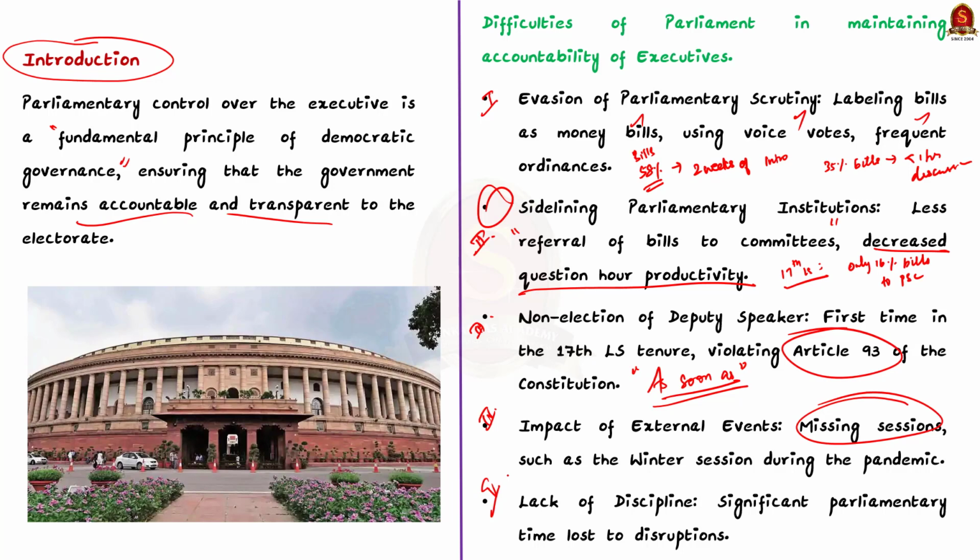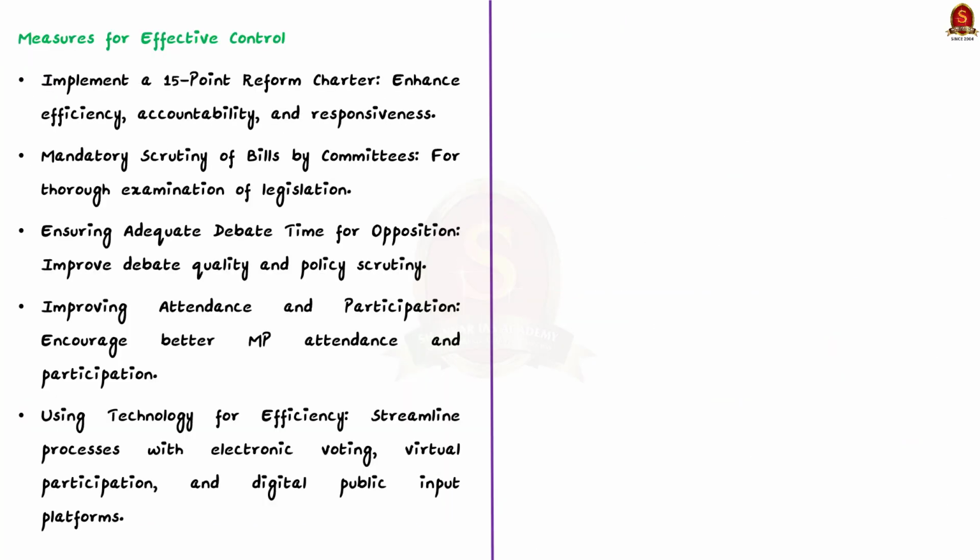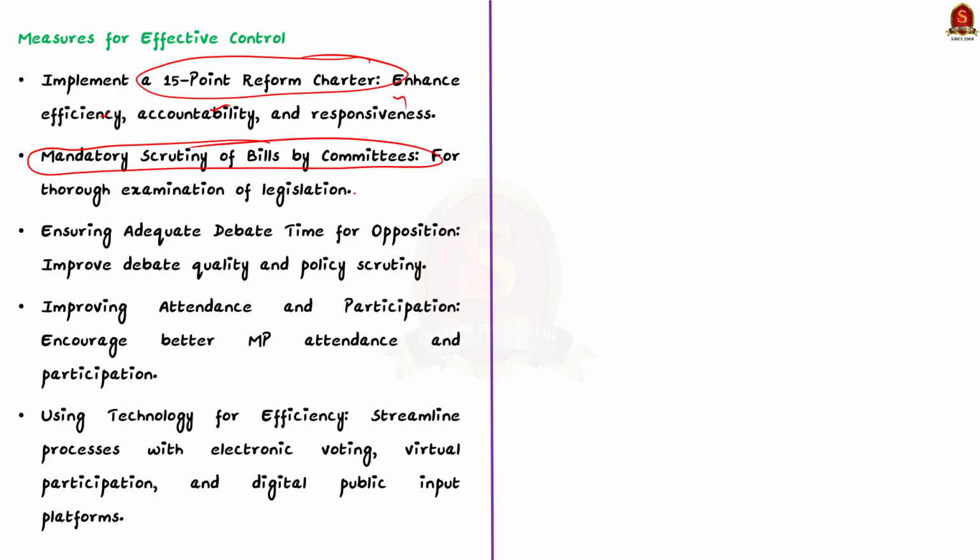See, despite these challenges, Parliament can effectively control the executive by implementing the following steps. Firstly, implementing a 15-point reform charter as suggested by the Vice President. Know that this charter would encompass various reforms aimed at enhancing the efficiency, accountability and responsiveness of Parliament. Secondly, mandatory scrutiny of bills by committees. See, this would ensure that all proposed legislation is thoroughly examined for its implications, legality and effectiveness before being passed. Thirdly, ensuring adequate debate time for the opposition. See, providing sufficient time for opposition members to discuss issues of public importance would enhance the quality of debates and ensure a more balanced and comprehensive scrutiny of government policies.